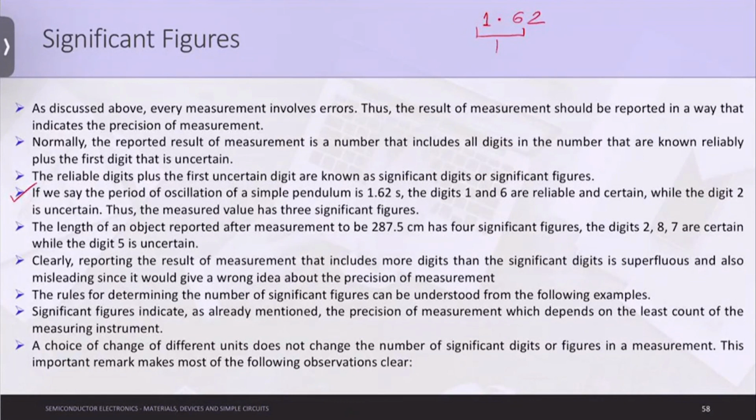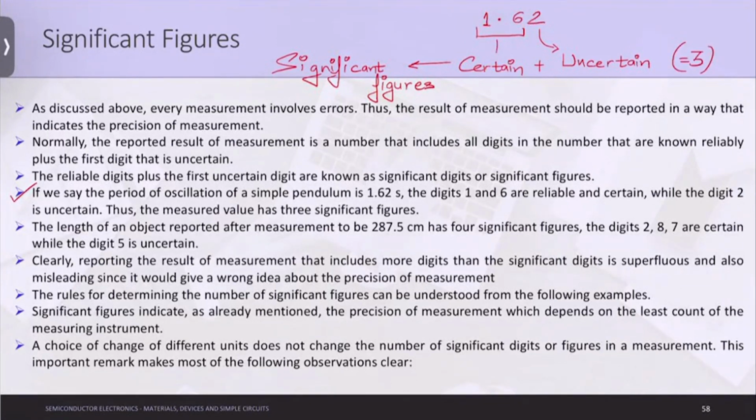Let me explain the concept again. So this is basically your certain and this is basically your uncertain. Always the last digit is uncertain, and certain plus uncertain digits are called significant figures. In this case, it will be equal to 3. Why 3? Because there are two certain digits and one uncertain digit. Let's move on to the next example now.